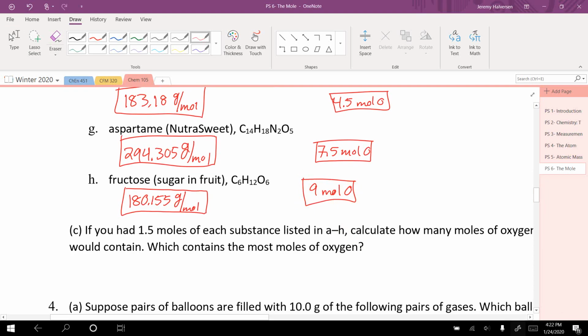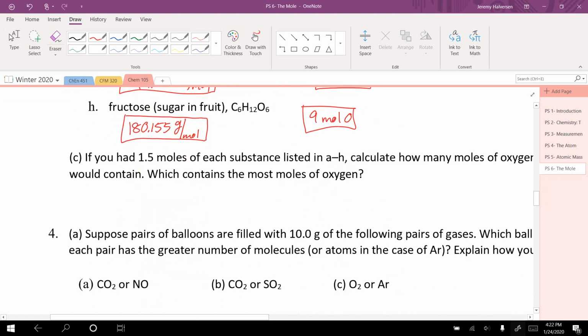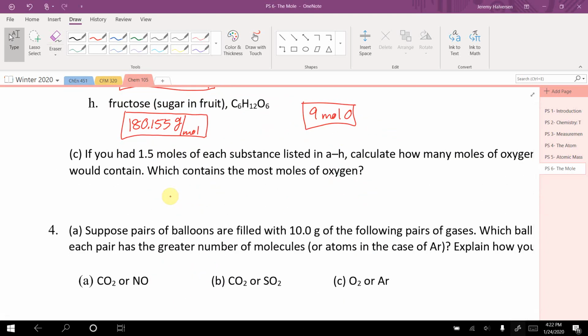So then it asks which one would have the most. Well, because I've done the math, that's easy. It would be sucrose, but it would be just as easy without doing the math to just look at the molecules, and whichever one has the most oxygen in it will then have the most oxygen when you have 1.5 moles of everything.